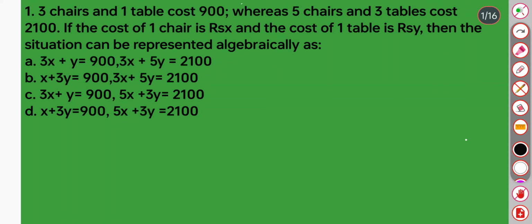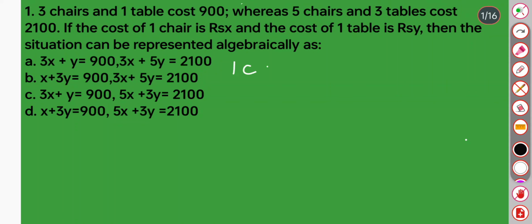So our first question is: 3 chairs and 1 table cost 900, whereas 5 chairs and 3 tables cost 2100. If the cost of one chair is rupees X and the cost of one table is rupees Y, then the situation can be represented algebraically as. So 4 options are given. Whatever condition is given in the question, you have to represent algebraically. Now if you see, they've mentioned the cost of one chair.